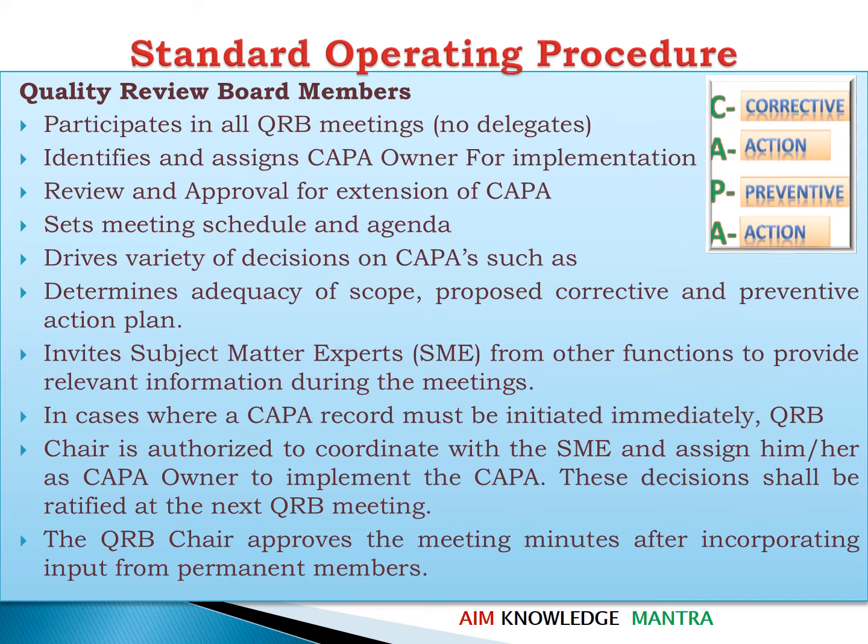In cases where a CAPA record must be initiated immediately, the QRB Chair is authorized to coordinate with the SME and assign him or her as CAPA owner to implement the CAPA. These decisions shall be ratified at the next QRB meeting. The QRB Chair approves the meeting minutes after incorporating input from permanent members.